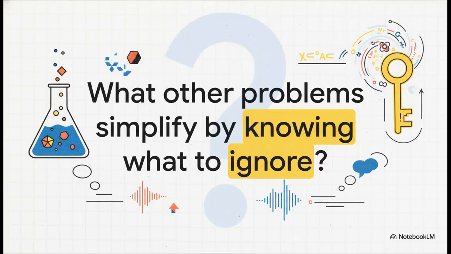And that kind of leaves us with a cool thought to end on. We've just seen how a huge, complicated-looking problem can become simple just by knowing what to ignore. So it makes you wonder, what other big, messy problems in science, or anywhere really, are just waiting for us to find that one simple, powerful rule that makes it all click?